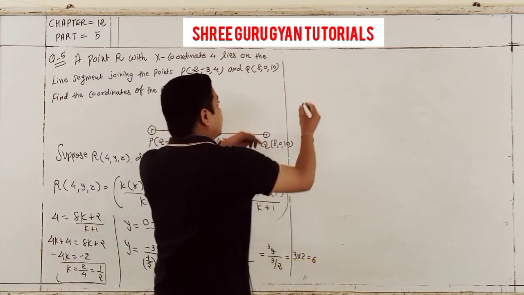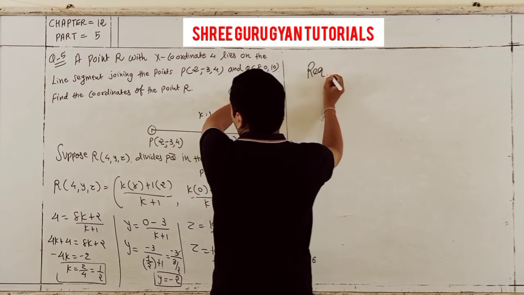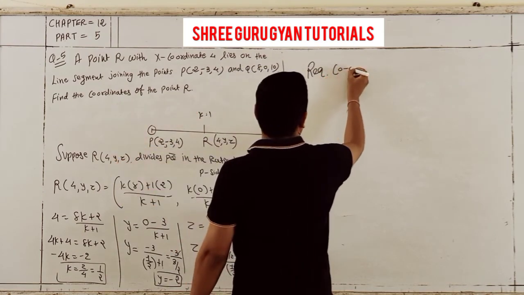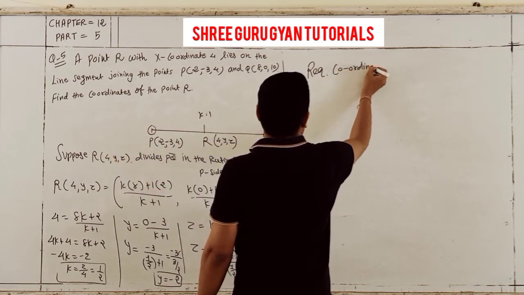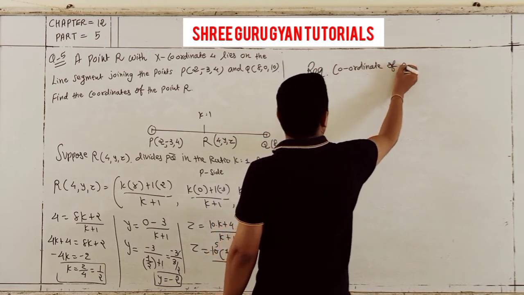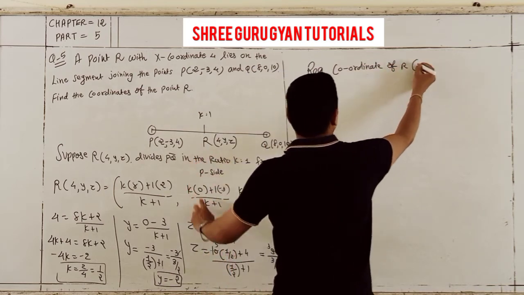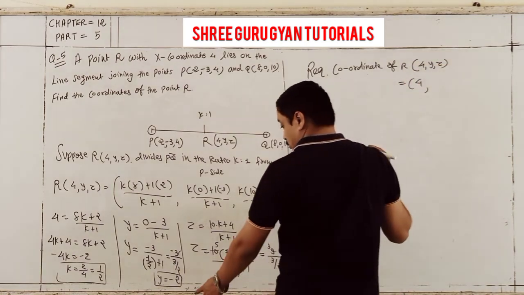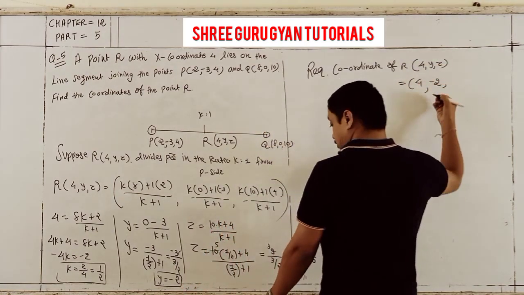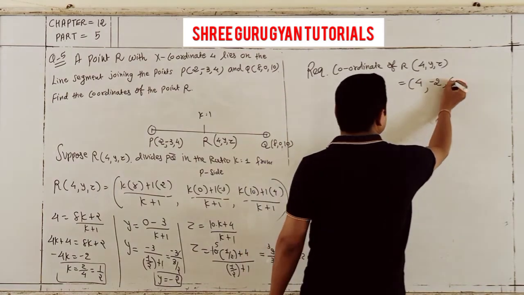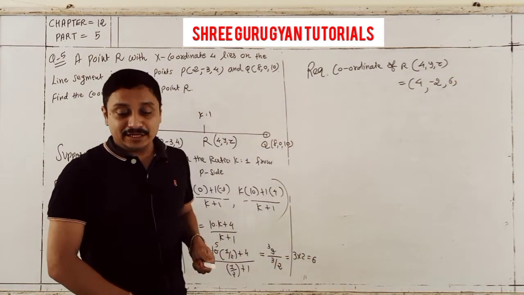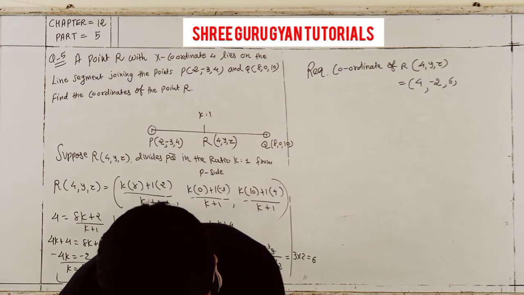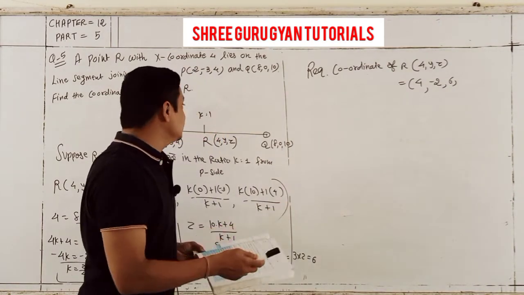So finally, the required value asked for is the coordinate of R. What is it? Yes, R(4, y, z). Your y is known, minus 2, and z is also known, 6. It means 4 comma minus 2 comma 6, and that's your answer, students, easily done here.